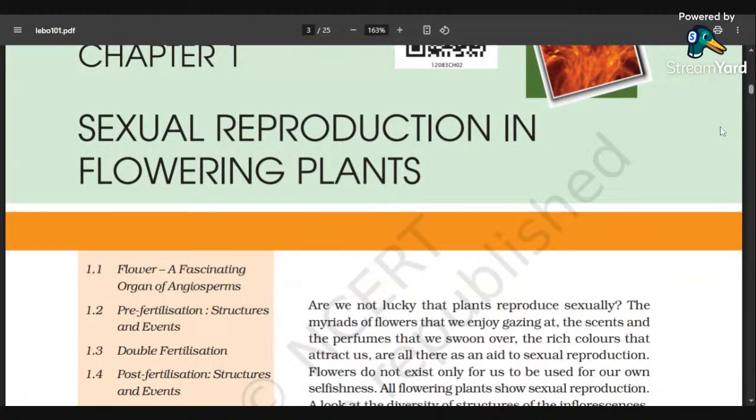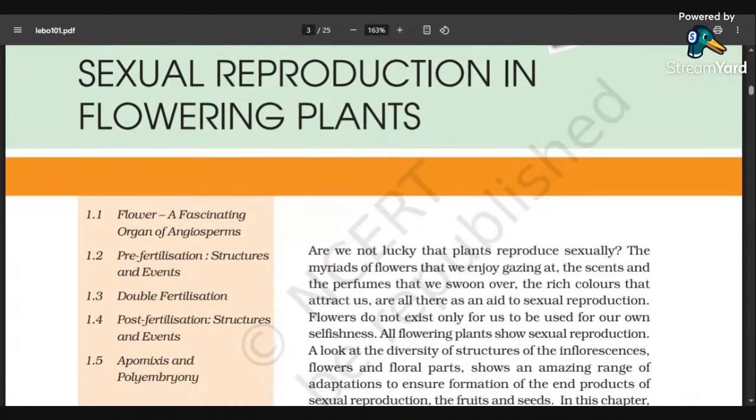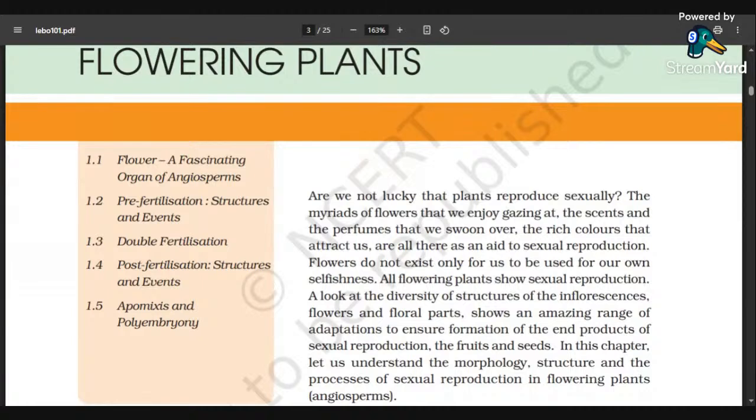Sexual reproduction in flowering plants. Are we not lucky enough that plants reproduce sexually? The myriads of flowers that we enjoy gazing at, the scents and the perfumes that we swoon over, the rich colors that attract us, are all there as an aid to sexual reproduction. Flowers do not exist only for us to be used for our own selfishness.